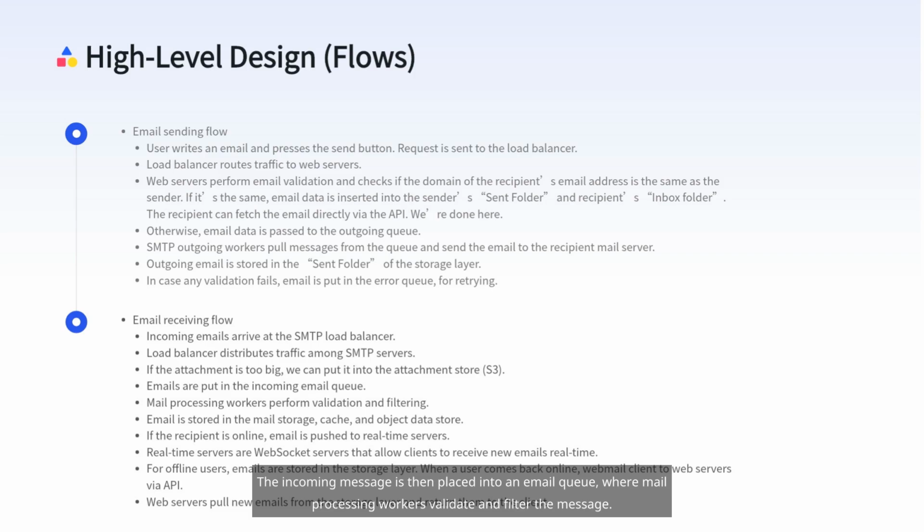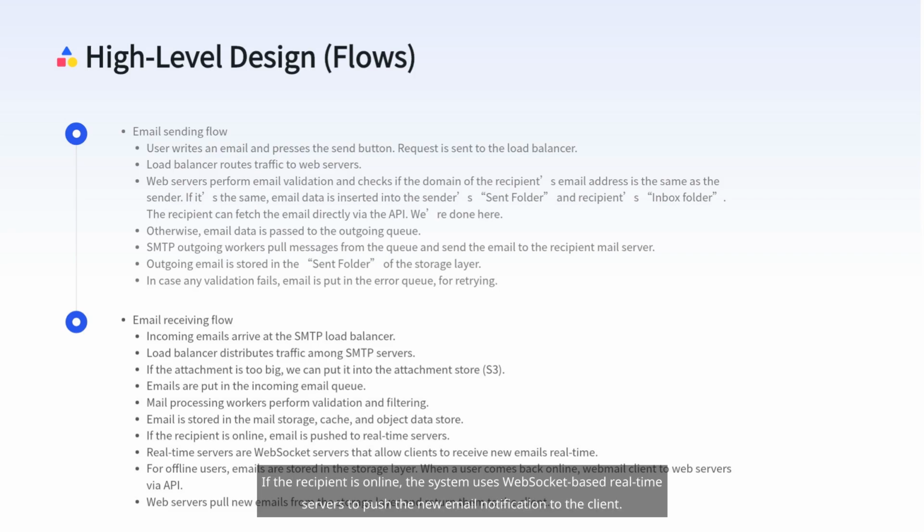The incoming message is then placed into an email queue, where mail processing workers validate and filter the message. Filters might include spam detection, virus scanning, or policy enforcement. Once validated, the email is written into multiple storage layers: the mail storage database for long-term persistence, a distributed cache for fast access to recent emails, and an object store for attachments or large payloads.